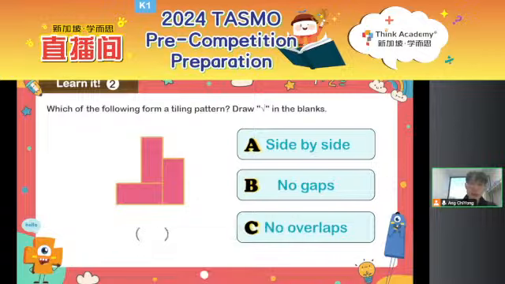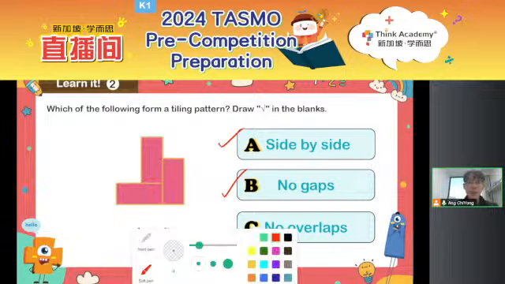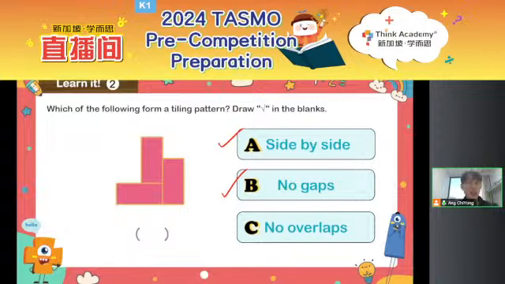And does it have any gaps in between? If you look at these rectangles, are there any gaps here? No, there are no gaps. So this is a tick. And lastly, are there any overlaps? Are these rectangles on top of each other? No. So this is a tick as well. If we take all of these checklists here, what should we put in this bracket? We should put a tick as well.